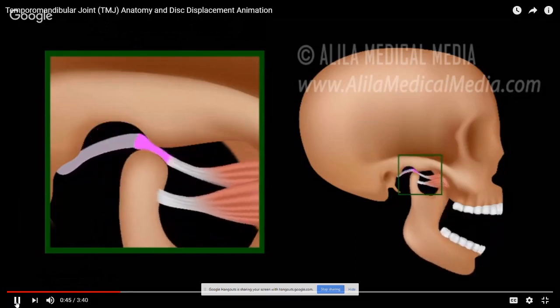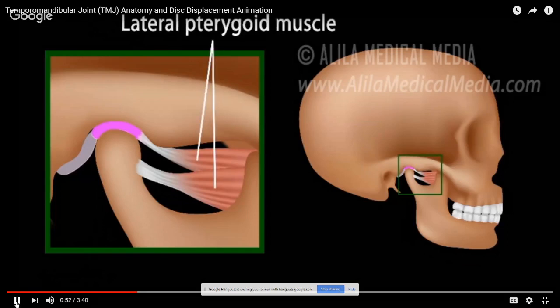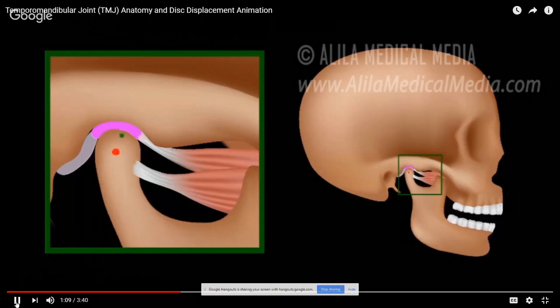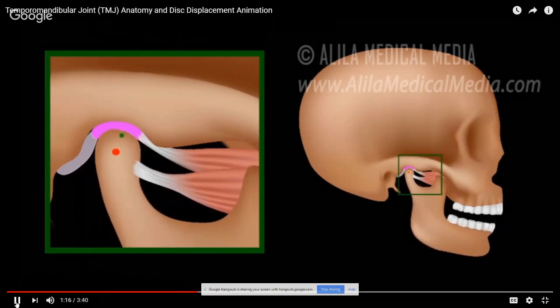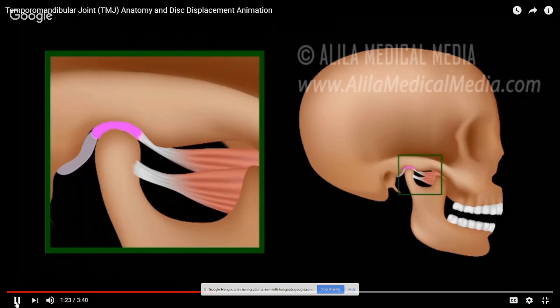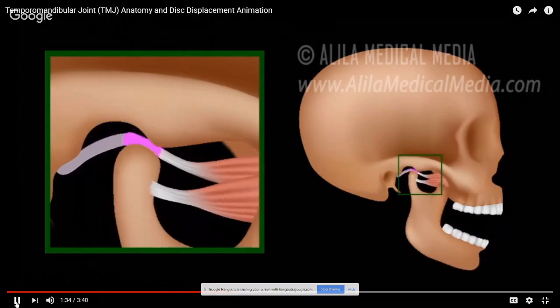The disc lacks nerve endings and blood vessels in its center, and therefore is insensitive to pain. Anteriorly, it attaches to lateral pterygoid muscle, a muscle of chewing. Posteriorly, it continues as retrodiscal tissue, fully supplied with blood vessels and nerves. The mandible is the only bone that moves when the mouth opens. The first 20 millimeters of opening involves only a rotational movement of the condyle within the socket. For the mouth to open wider, the condyle and the disc have to move out of the socket, forward and down the articular eminence, a convex bone surface located anteriorly to the socket. This movement is called translation.